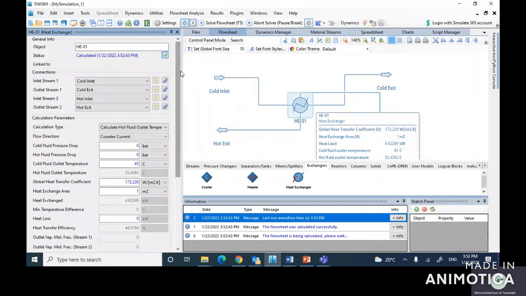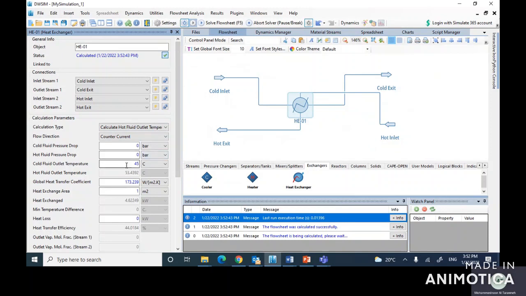Okay, I think now everything is calculated, but we have to make sure that we have entered all the information correctly before. So this is the cold outlet temperature that we specified. This is our area, and now everything is calculated. The temperature for the hot exit stream is calculated to be 53. This is the optimized U value, 173, and this is the exchanged heat, which is 4.6.